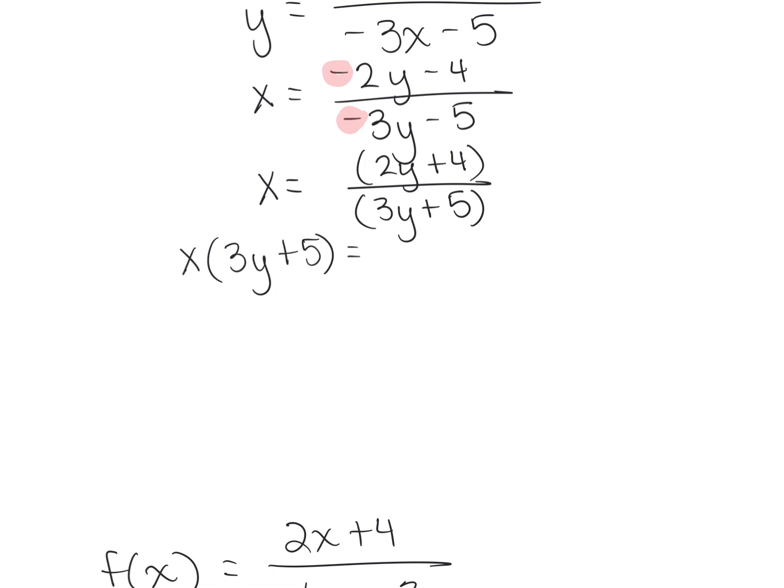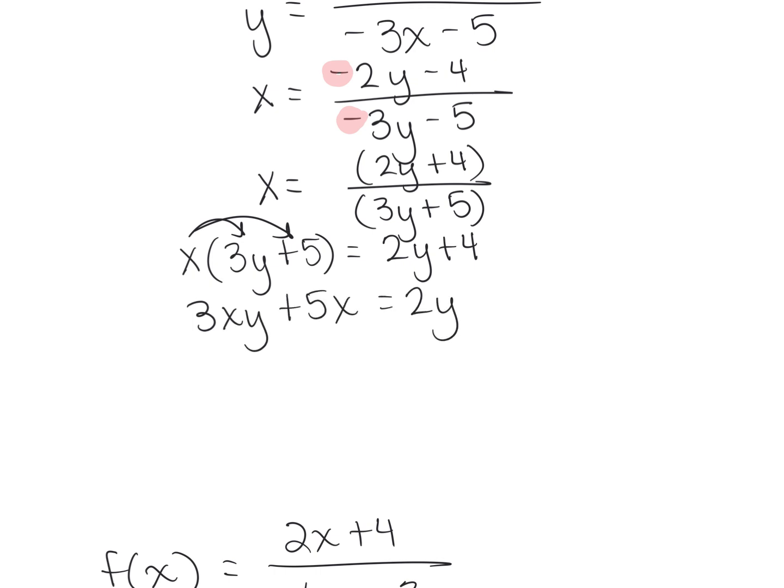And on the other side, I still have 2y plus 4. I have to distribute this x to both of these. So I have 3xy plus 5x is equal to 2y plus 4. And remember that our goal is to solve for y, so I need to get the terms that have y in them together on one side. So 3xy is going to stay. I'm going to subtract 2y over here. So my y's are together.